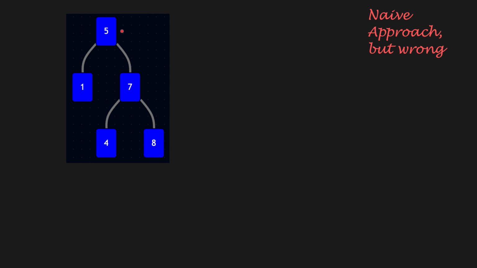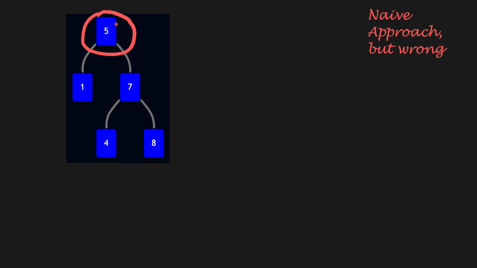Alright, let's think about how we might solve this. The most intuitive approach that we might try out is to perform a simple recursive check following the definition of a binary search tree, which says a node's value must be greater than its left child and less than its right child. So we start at node 5 and we ask, is 5 greater than its left child 1? And the answer is yes. And is 5 less than its right child 7? The answer to that is also yes.